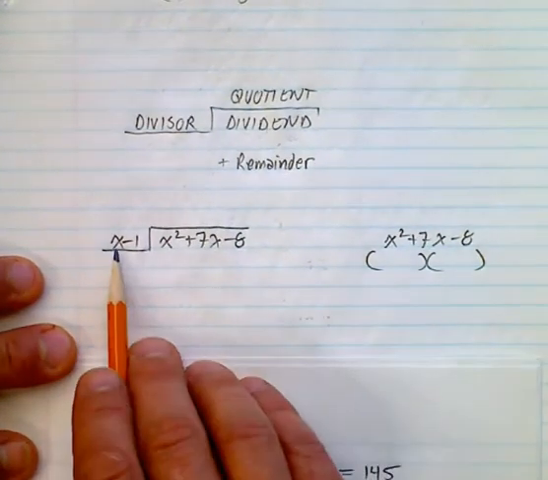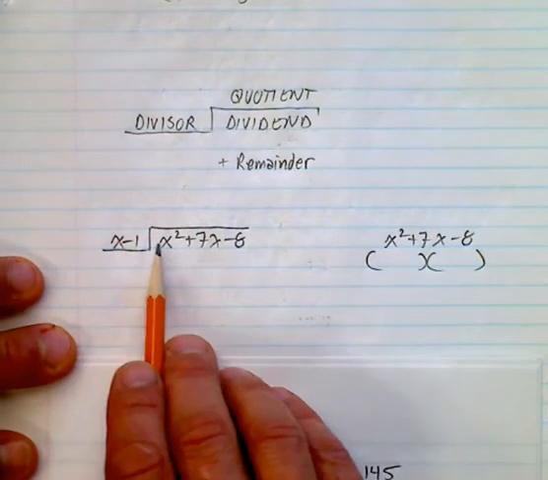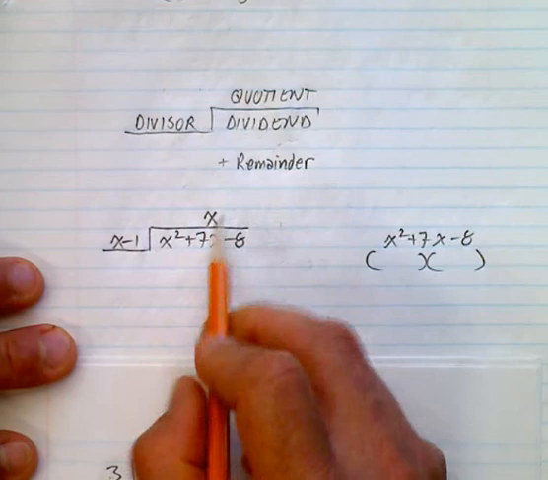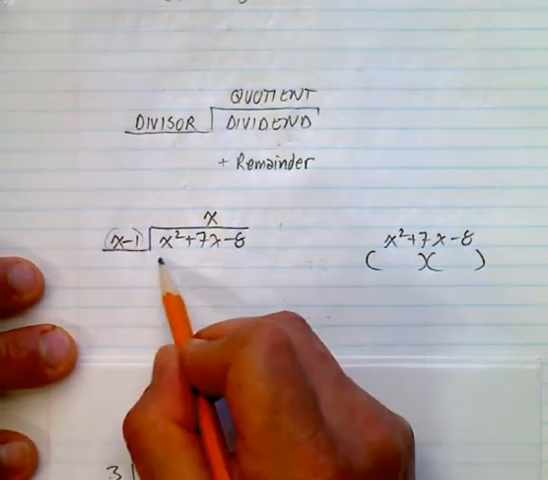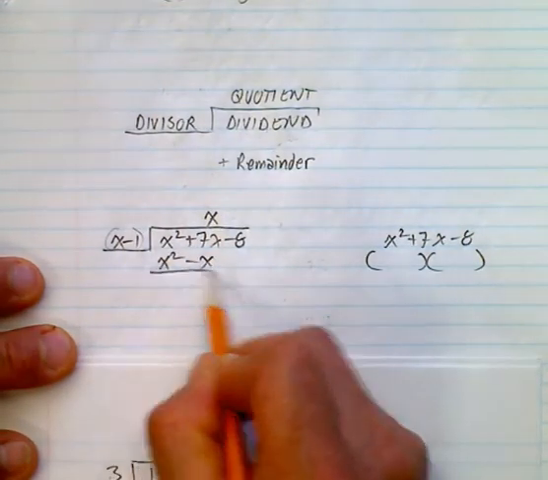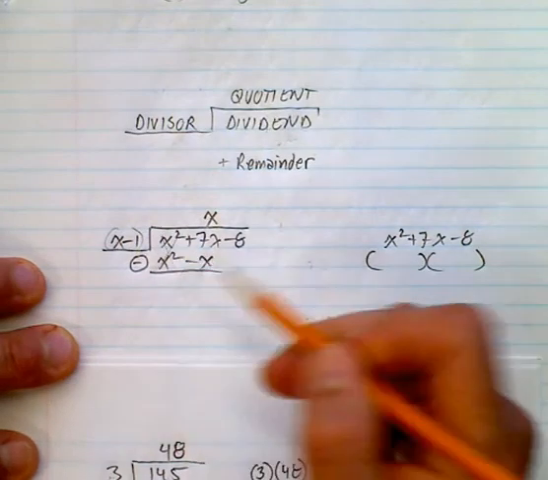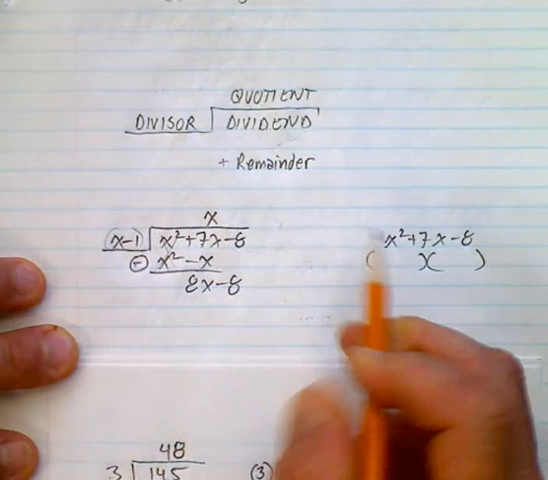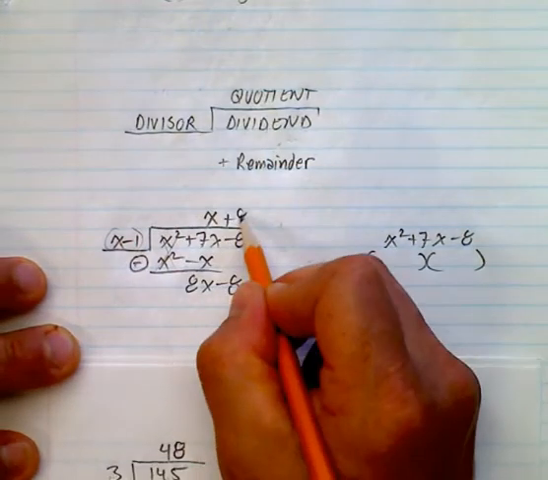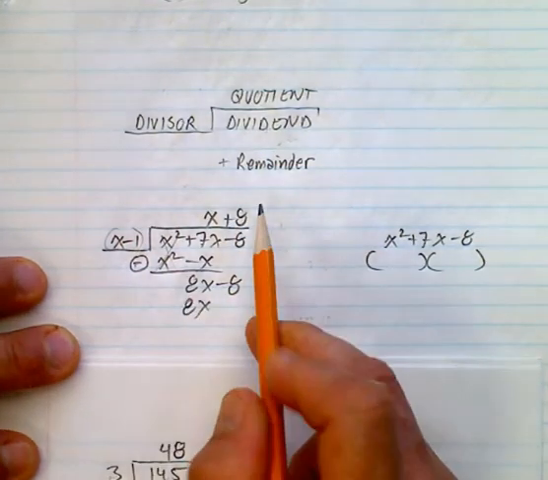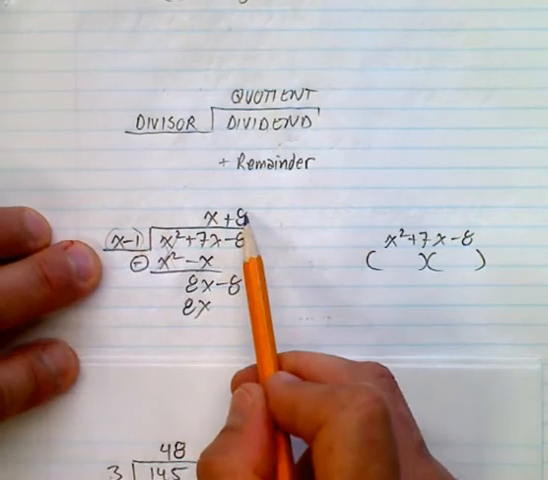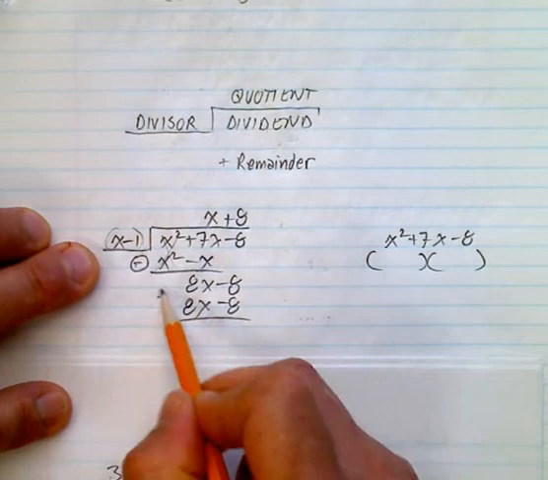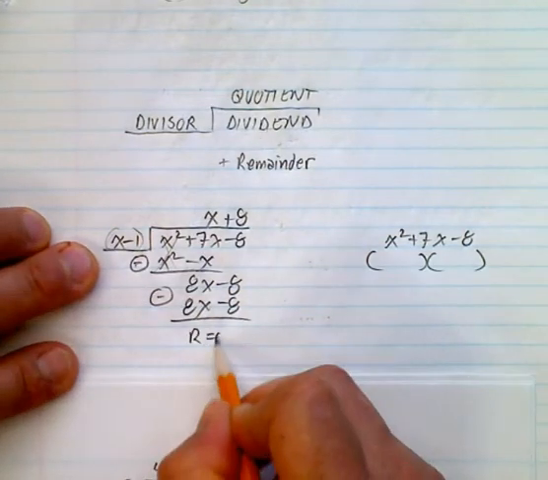So the process is the same. Look at the x. What do you have to multiply it by to get the x squared? Hopefully you can see that it's just x, right? So x times this whole thing now would be x squared minus x. And we subtract just like before. These disappear. 7 minus a minus is a plus, so I have 8x minus 8. x times 8 would give me 8x, and then you multiply the 8 by the whole thing, so it'd be 8x minus 8. Hopefully you can see that after subtraction here, you would have a remainder of 0, right?